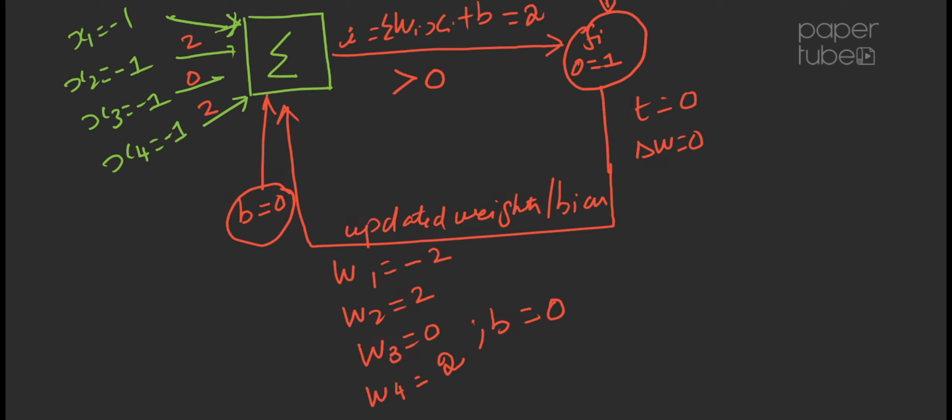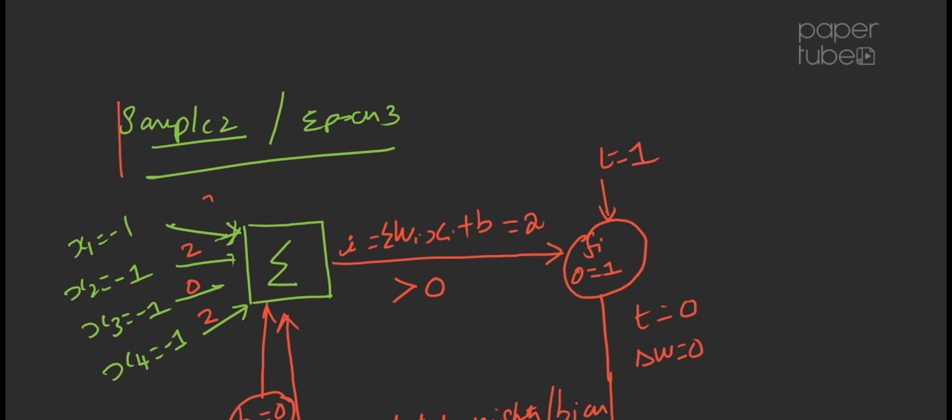So far, when we are running epoch 3, we observe there is no change in weight and bias, and it successfully predicts the output for the corresponding input in the first 2 samples. So let's use the same weight and bias, and then let's try to solve the third sample, which is sample 3.